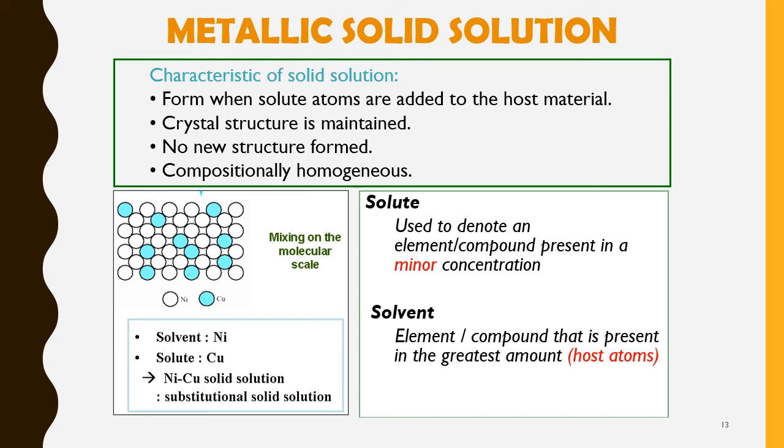For example, when you mix nickel and copper, the solvent is nickel, meaning nickel is in the higher amount, and the solute copper is in the lower amount. You see here, nickel is represented by the white sphere, and copper by the blue sphere. The amount of copper added is less than the amount of nickel.